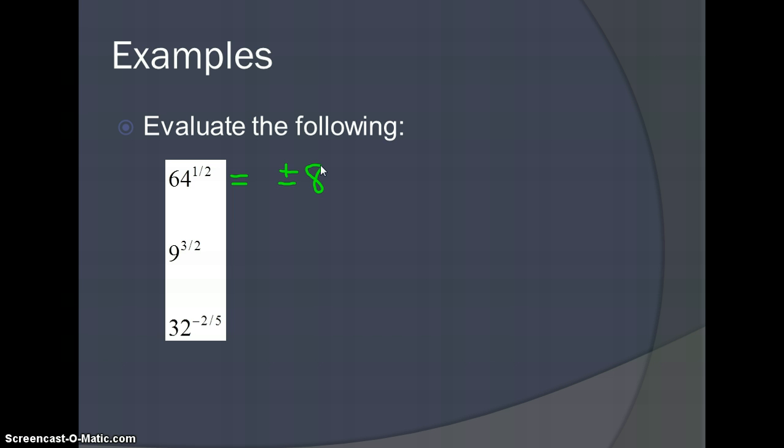Similarly, when we take 9 to the 3/2 power, we rewrite this as 9 to the 1/2, all cubed. 9 to the 1/2 power is 3. So this is 3 cubed, which ultimately gives us 27. And I'm not going to be a stickler for the pluses and minuses because it would be very cumbersome. So this is all you really need to show at this point in time.